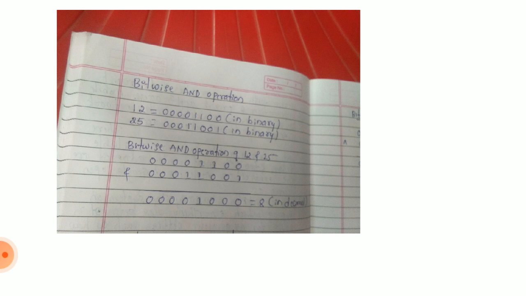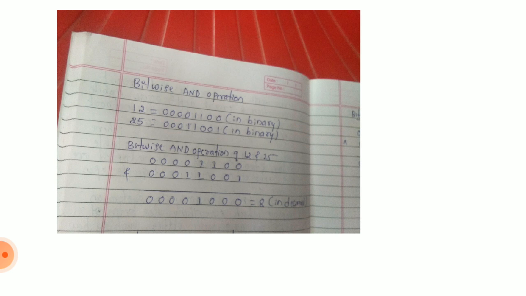Next, we will manipulate 12 and 25 by using the bitwise AND operator. Here I have written the decimal number 12 in binary and the decimal number 25 in binary. Now we perform the operation, starting from the right side. The first bit is 0 and the second bit is 1. In an AND operation, if any one bit is 0, then the result is 0. If both bits are 1, then only the result will be 1.